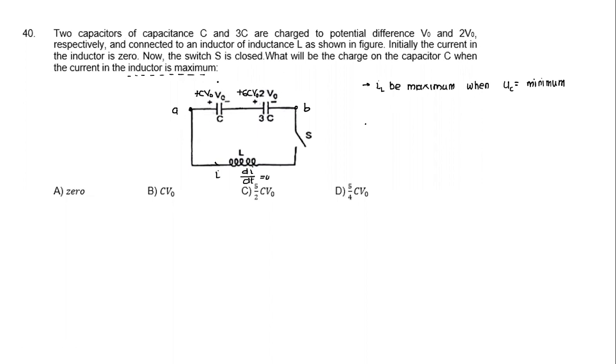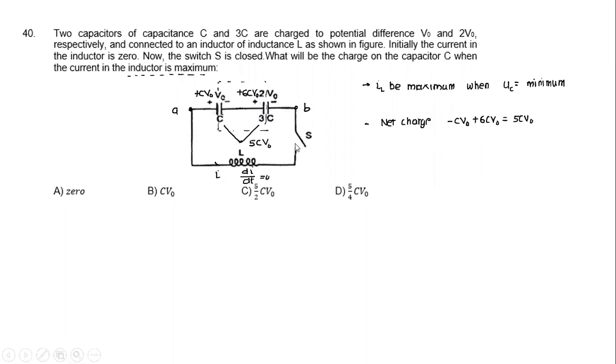There are 2 capacitors connected, and these 2 plates form an isolated system. Initial net charge on these 2 put together is minus CV0 plus 6 CV0, which is 5 CV0. The net charge on these 2 plates will remain the same, 5 CV0. So the question is how I should distribute the charge 5 CV0 on the 2 plates so that potentials become equal and opposite.